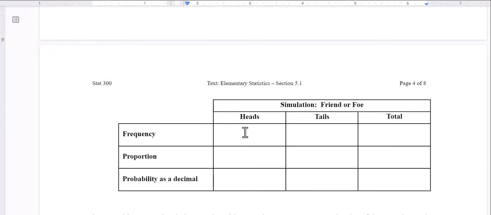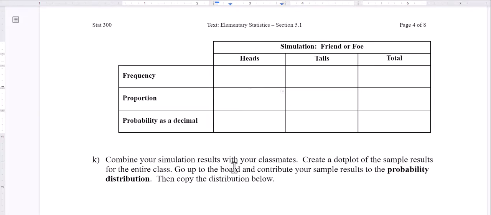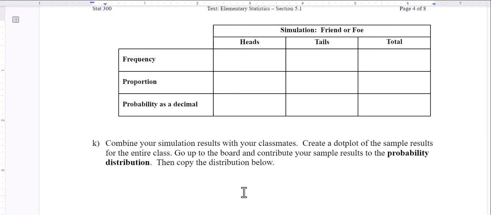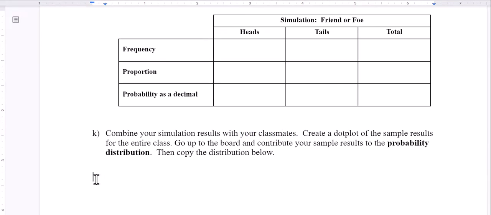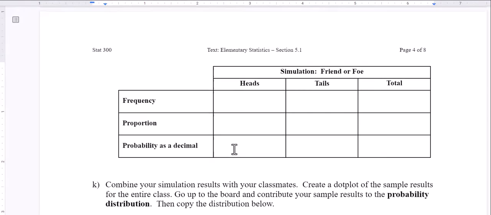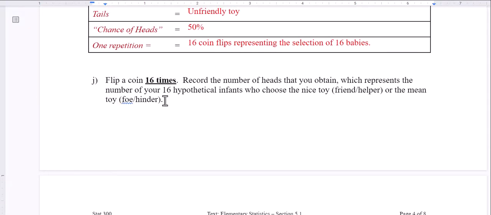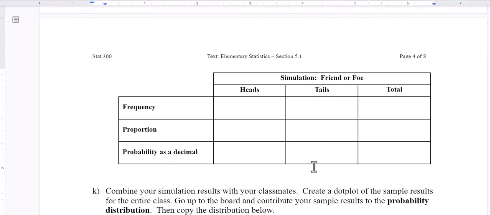Then fill in this chart. How many times did you get heads? How many times did you get tails? What's the total? Find the proportion, which is also like your relative frequency. And then what is the probability as a decimal? We're going to combine your simulation results with your classmates. I'm going to post the one that I did for my in-person statistics class, and then we can see how it looks. So go ahead, pause the video, and do your coin flip. Flip it 16 times and record your results in this table.